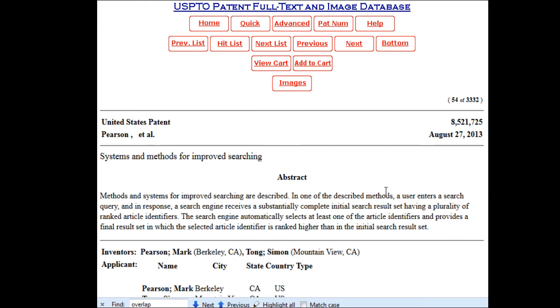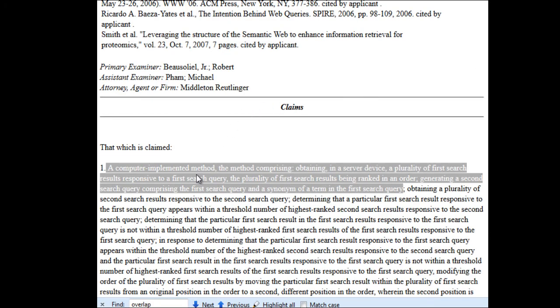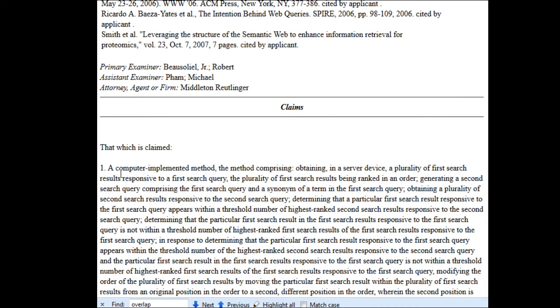So that's interesting, but let's look at another one. Okay, so this one was from just a few days earlier, and this is the systems and methods for improving searching. And what they're talking about here, methods and systems for improved searching, are described. Okay, that was lovely jargon again. All right, so let's come down to the guts of it, because this is where it gets a whole lot better. A computer implemented method, blah, blah, blah, obtaining in a service device, okay, a plurality of the first search results responsive to a first search query. All right, so we've got our seed term, right? And the seed term brings back a set of results.